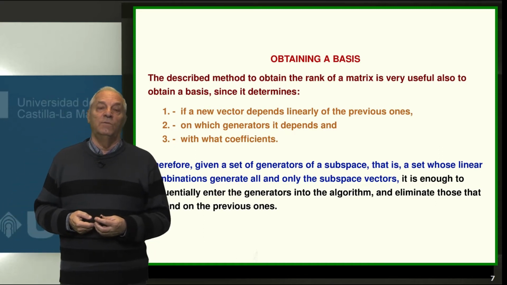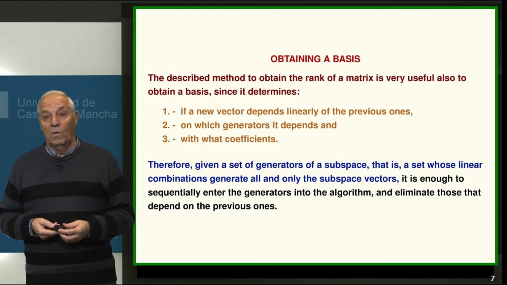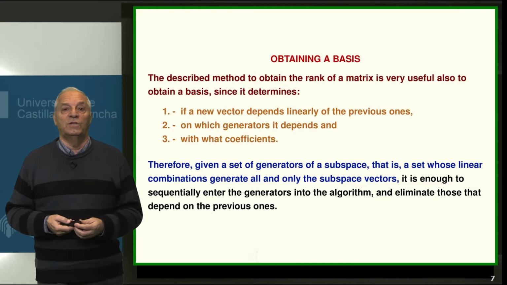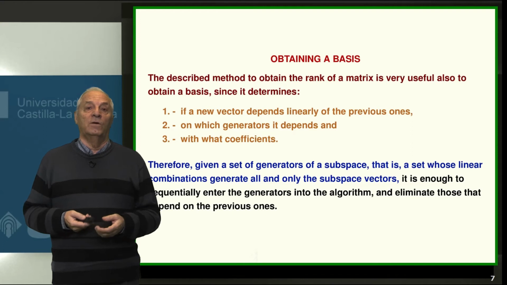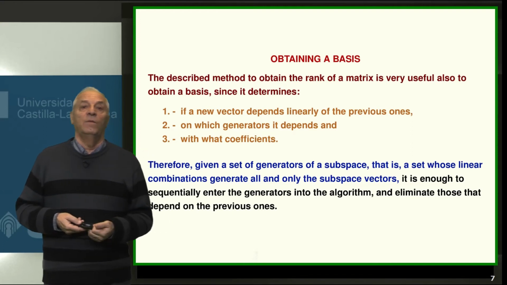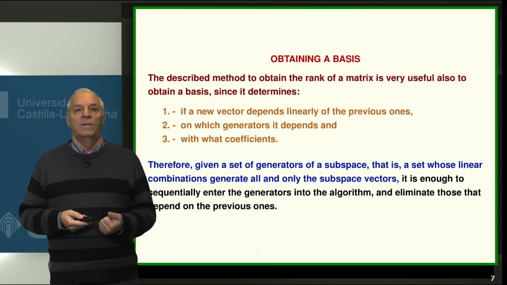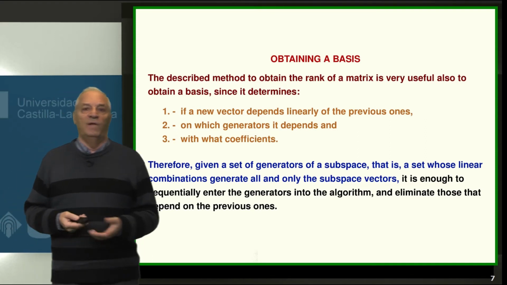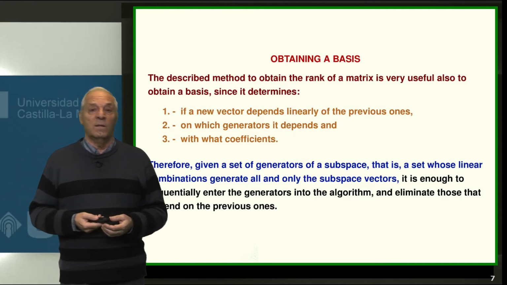Therefore, an interesting application of this part is that we can determine a basis, and it's very simple. Let's enter the vectors one by one, and try to pivot. When a vector is a linear combination of the previous ones, we can detect it, because we cannot pivot, and we eliminate it. We continue the process, eliminating all vectors with which we cannot pivot, and at the end, the remaining vectors constitute a basis.